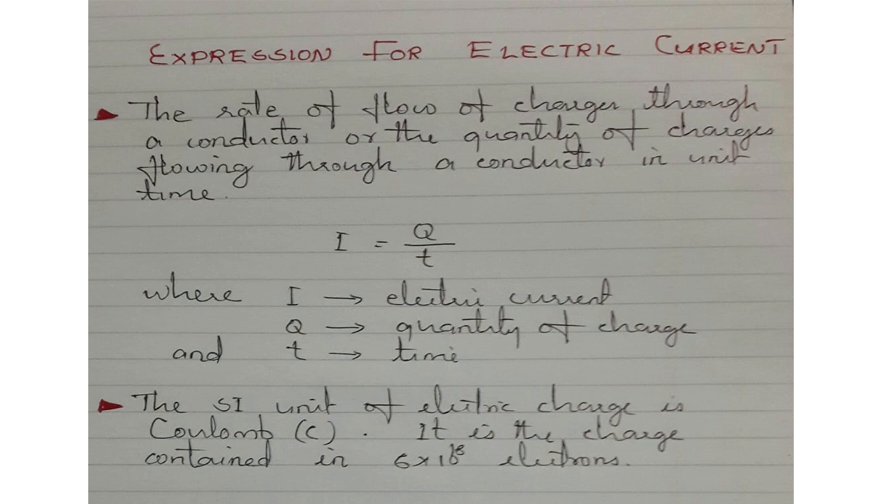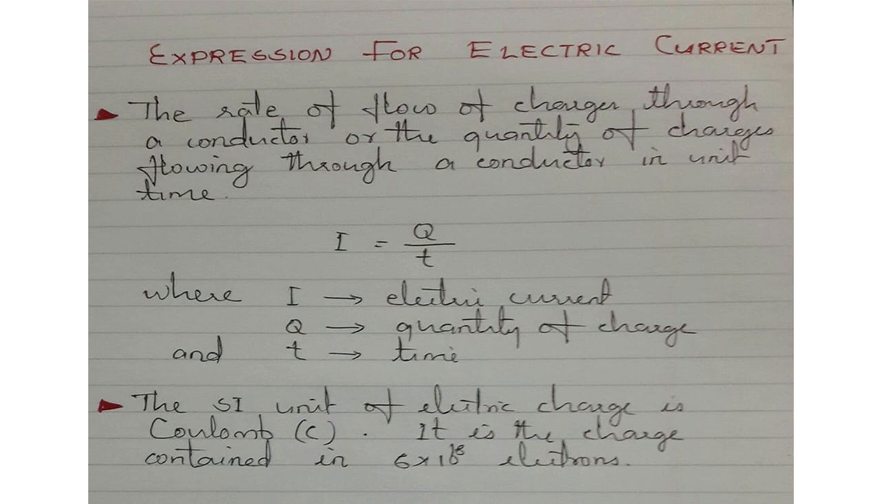Or it is taken as the quantity of charges flowing through a conductor per unit time. Quantity means the amount of charges flowing through a conductor per unit time. We can say that electric current is the quantity or amount of charges flowing through a conductor per unit time.